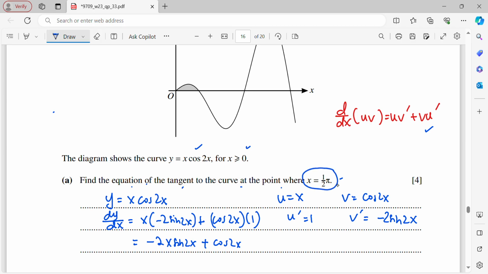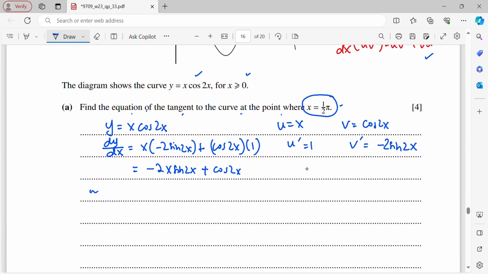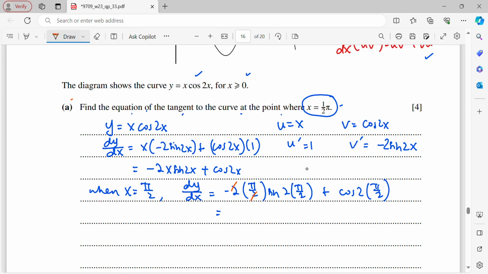But it's given that x equals half pi. So when x equals half pi, my dy/dx will be negative 2 times half pi times sin of 2 times half pi, then plus cos of 2 times half pi. From here, the negative 2 and half can be cancelled off, then I will get negative pi. This 2 and half again cancel off. You are getting sin pi, and sin pi is 0.